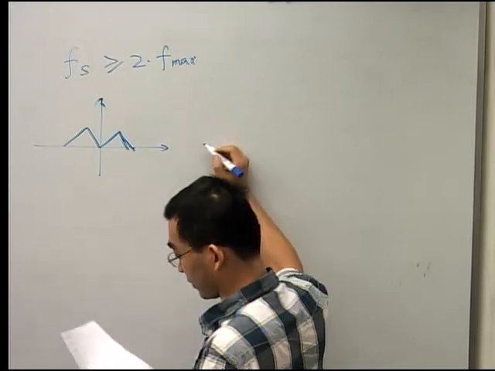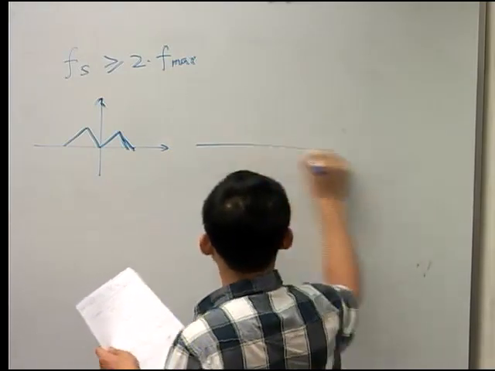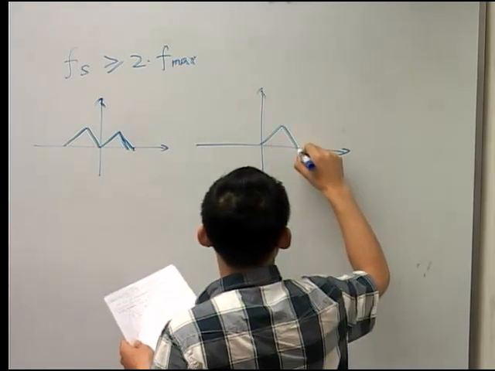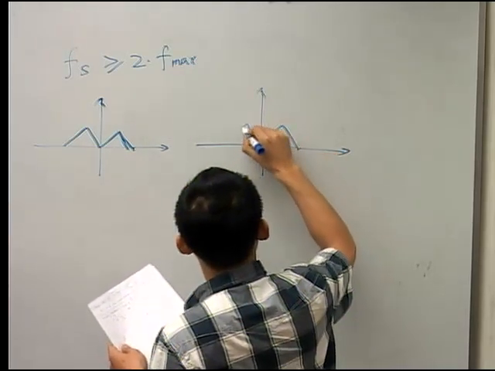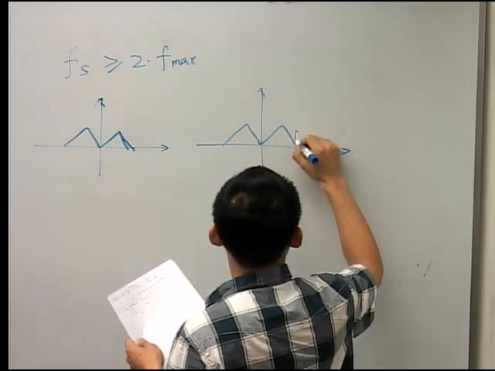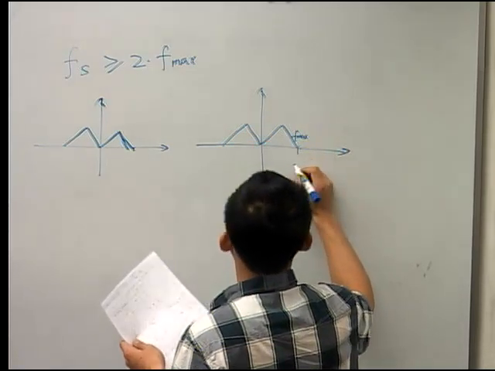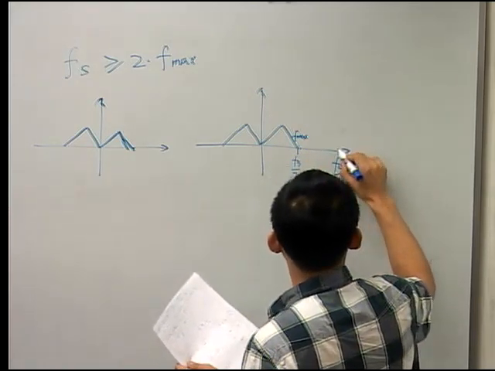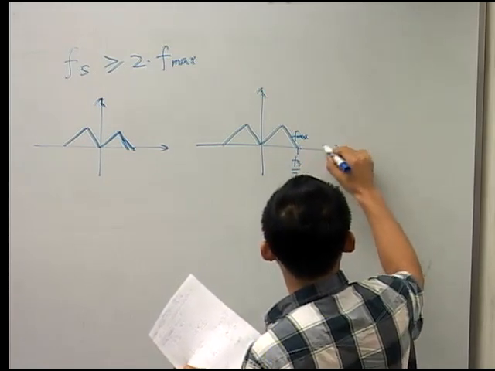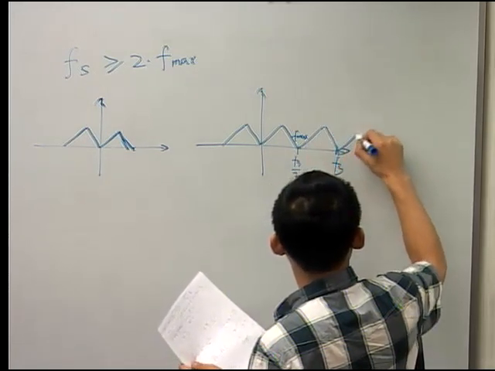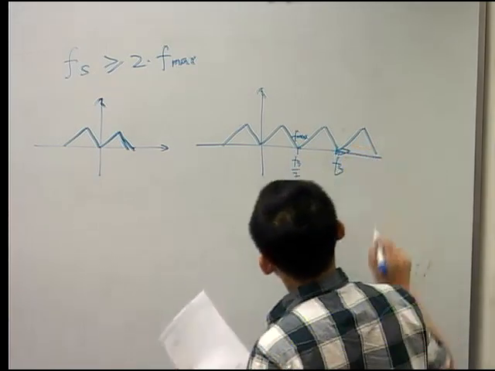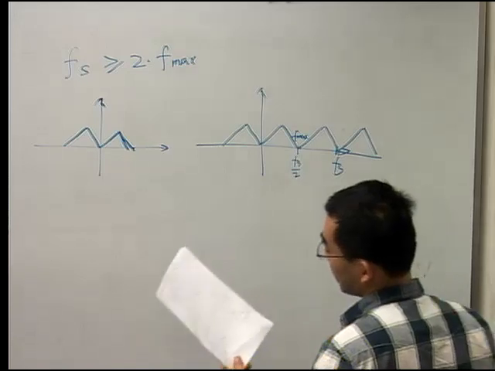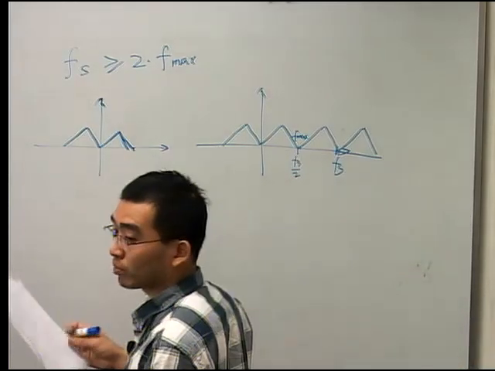So for example, if you sample at 2 times this one, that would be something like this, this f max, and this also half, and this is the fs. So you will have another period here. That's why you don't have aliasing. But it's not necessary to be like this.